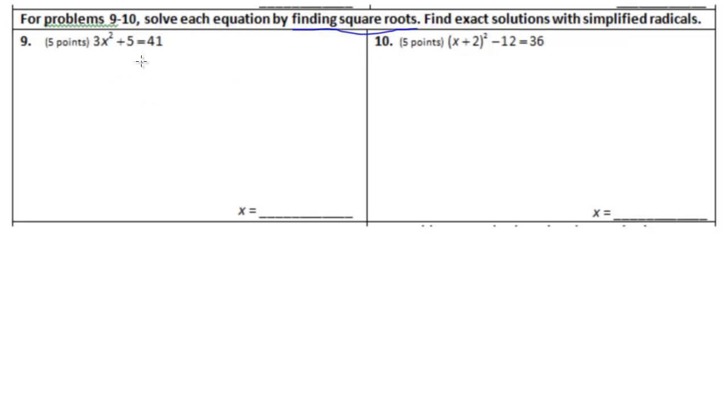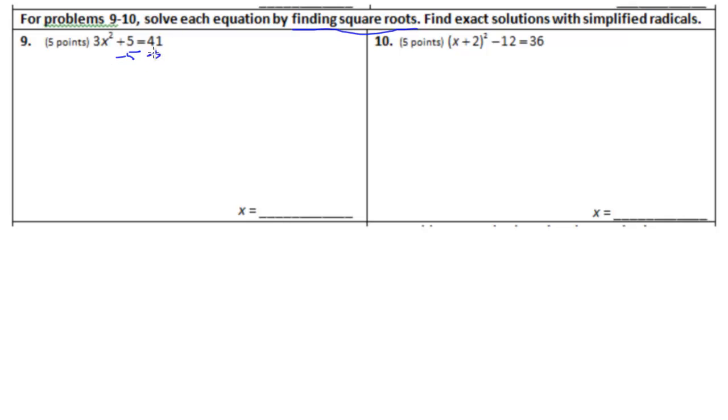So the square root method is essentially if you do not have a middle term. Let me back up. It's just isolate the x squared on one side, or the squared term on one side, and all the other values on the right hand side. So in this case we're going to subtract 5 from both sides.